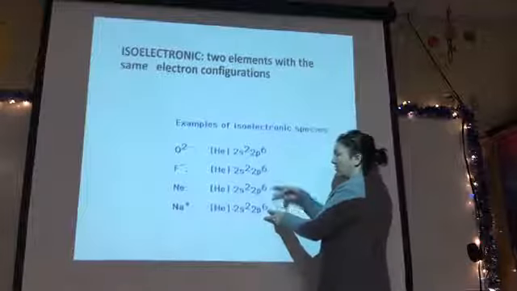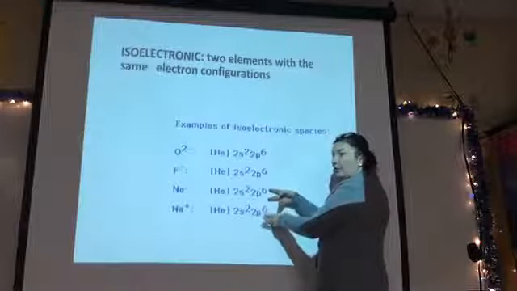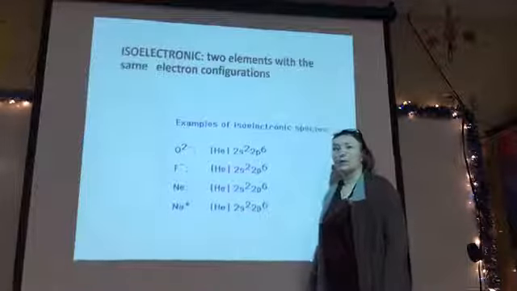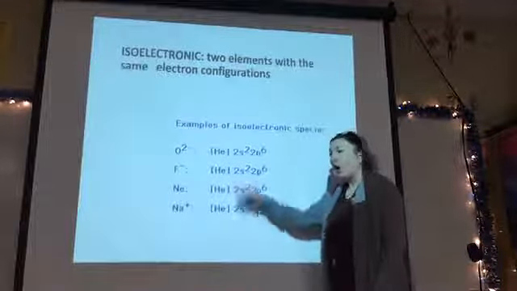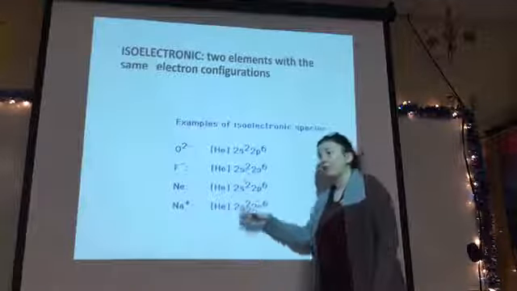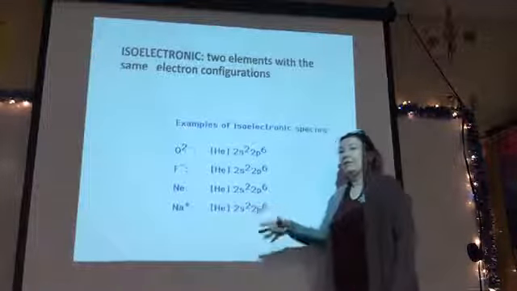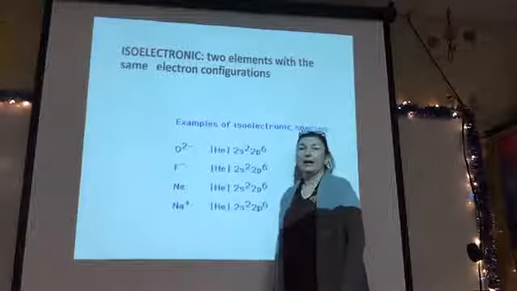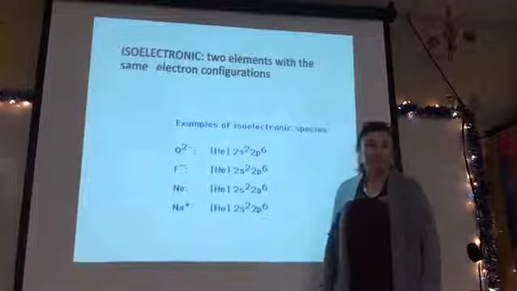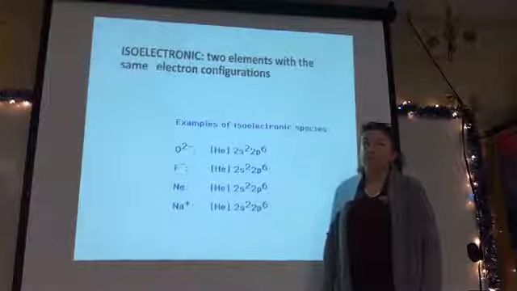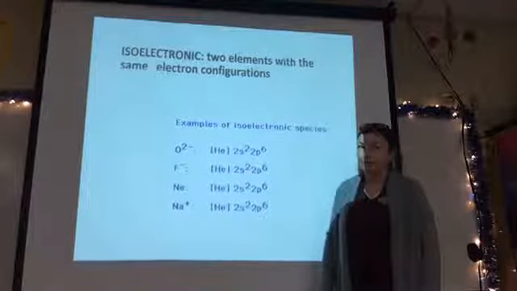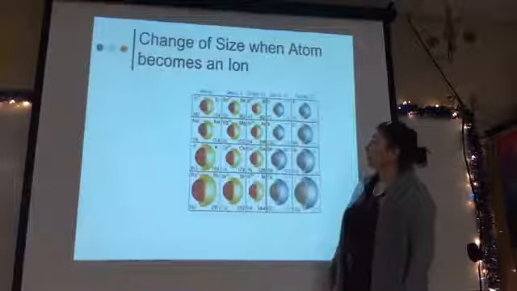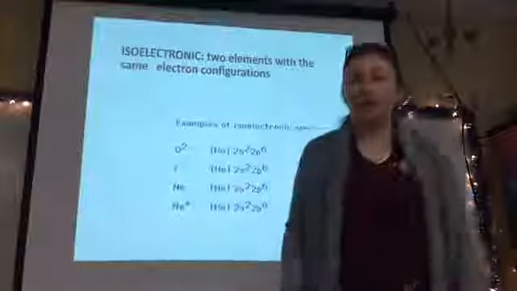Here's sodium's. They're isoelectronic, which means sodium +1 is isoelectronic with oxygen -2. They all have the same electron configuration. Anything with the same electron configuration but different atoms is isoelectronic. Does that make sense? Yes? You good? Okay. And that is the end of those notes.